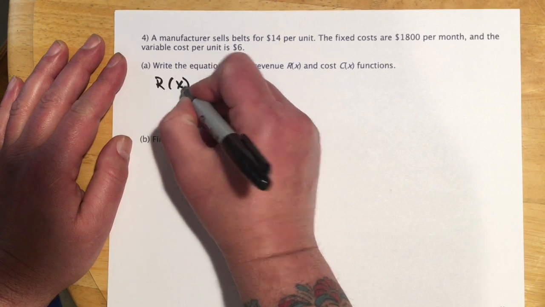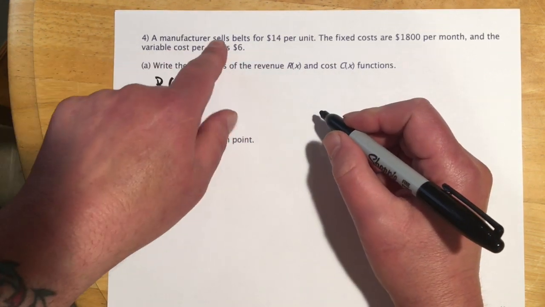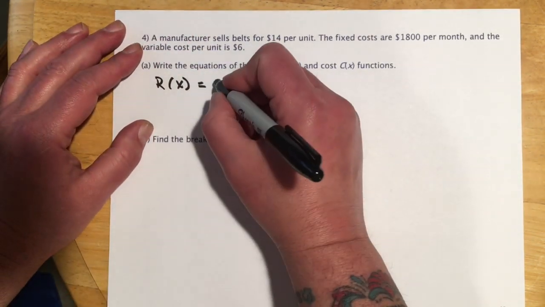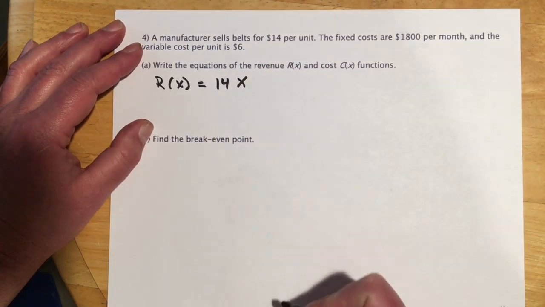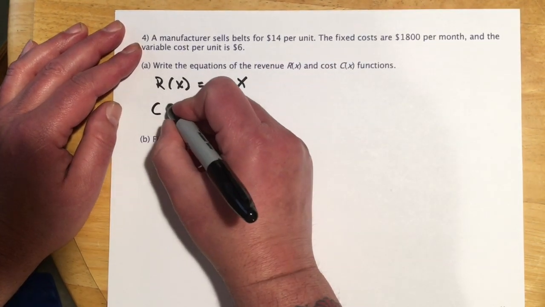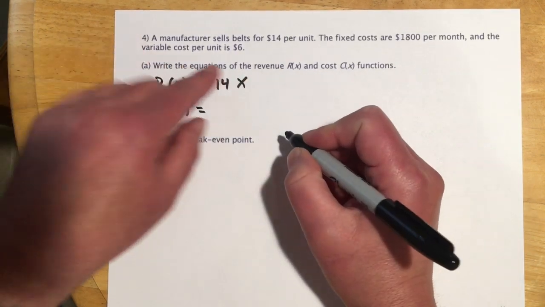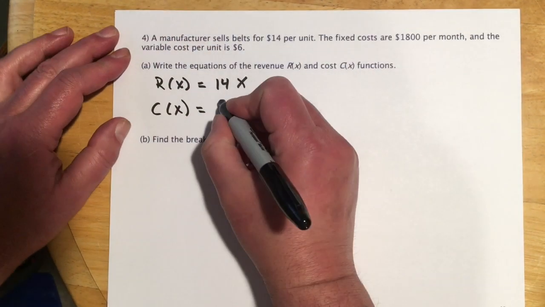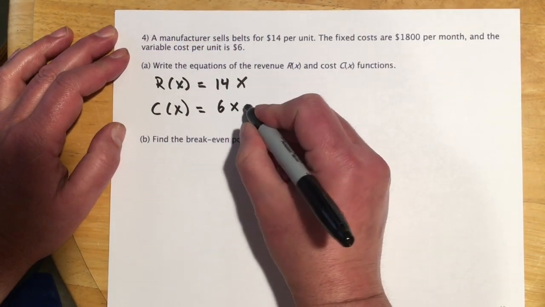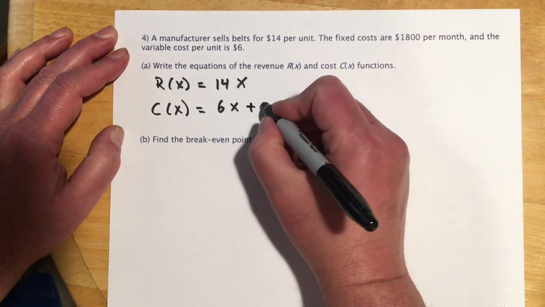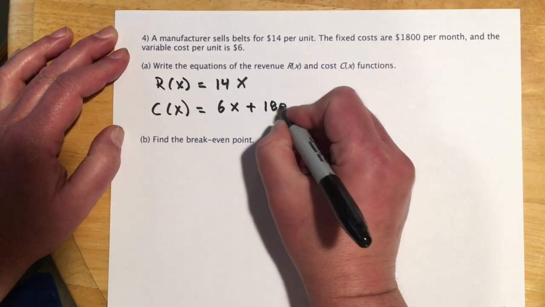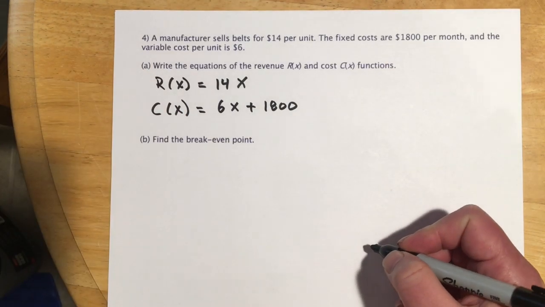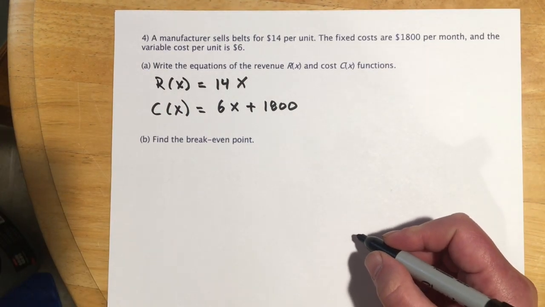Okay, so R of x, the revenue, would be, the manufacturer sells them for $14 per unit, so $14 for each unit sold. And then the cost function, the variable cost was $6, so $6 times every unit made. And then the fixed cost, no matter what, we've got to come up with $1,800. And so that would be our cost equation. And then find the break-even point.